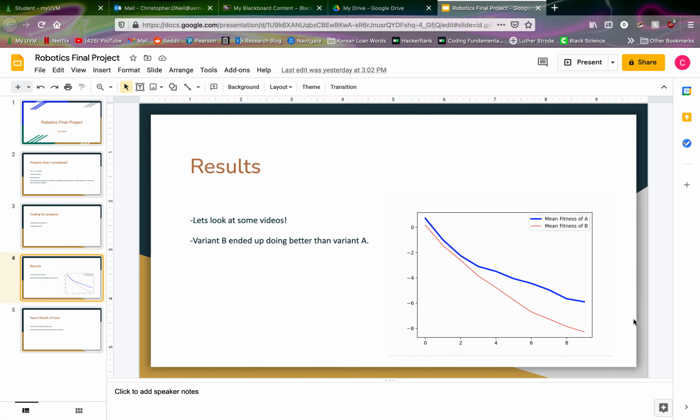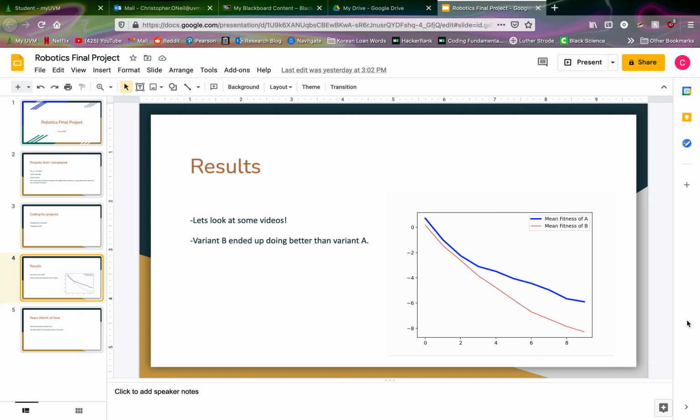So if we look at this graph, a better mean fitness is lower on the graph because we were trying to minimize the X coordinate. And as you can see, the mean fitnesses of B overall eventually do far better than the mean fitnesses of A. So a robot with a higher mutation rate was able to walk down the runway farther. And initially the means are pretty similar, but eventually, around the third generation of robots, B's mean fitness comes out on top.